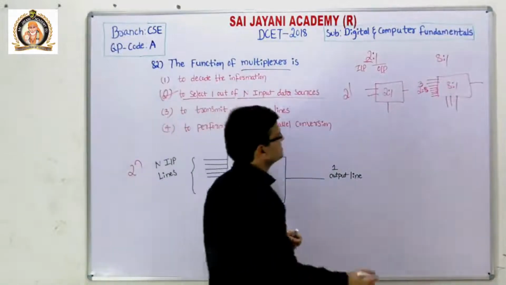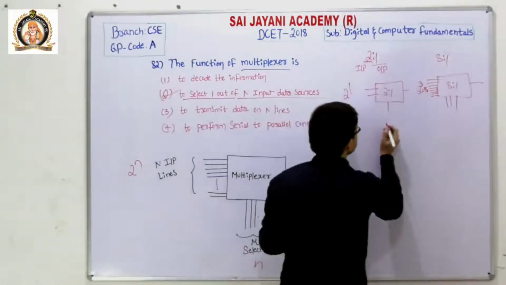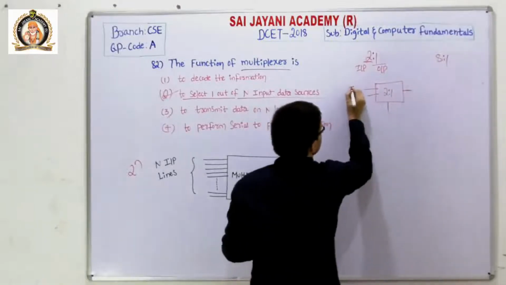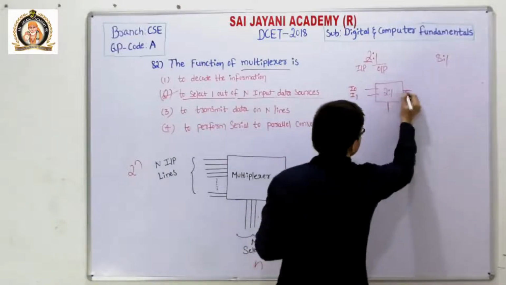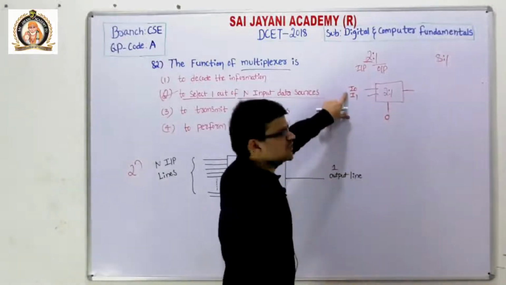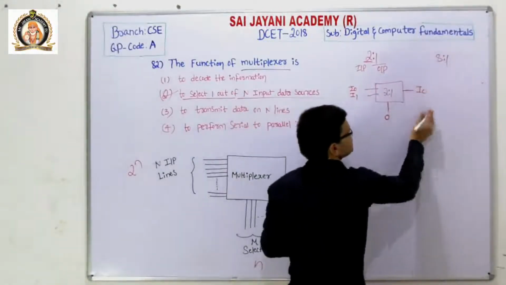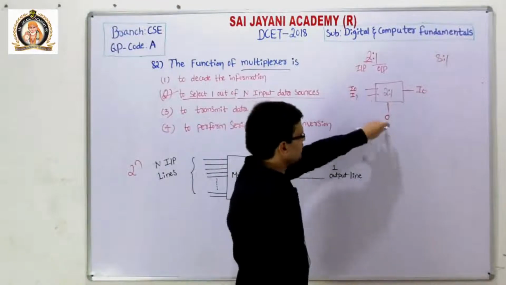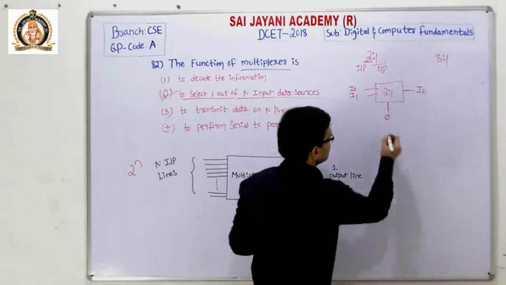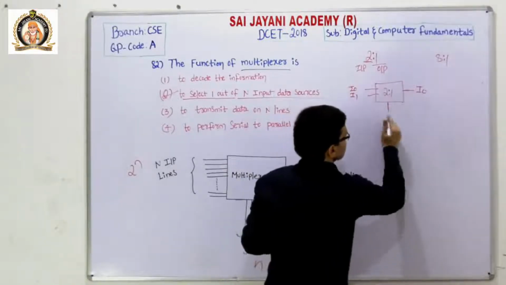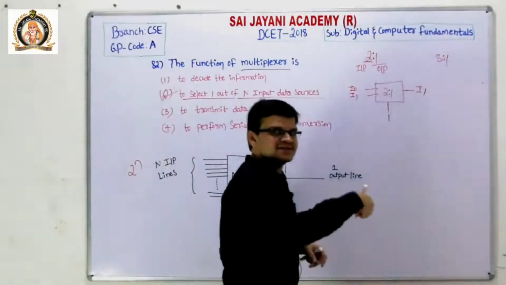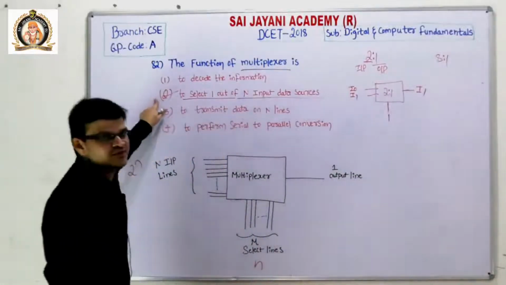That means for a 2:1 mux, consider this is the 2:1 mux, with inputs I0 and I1. We have one select line and one output line. For select line 0, the I0 input line is selected and it is transmitted. Similarly, when the select line is 1, then the input line I1 is selected and it is transmitted. So the right option is the second one for question number 82.